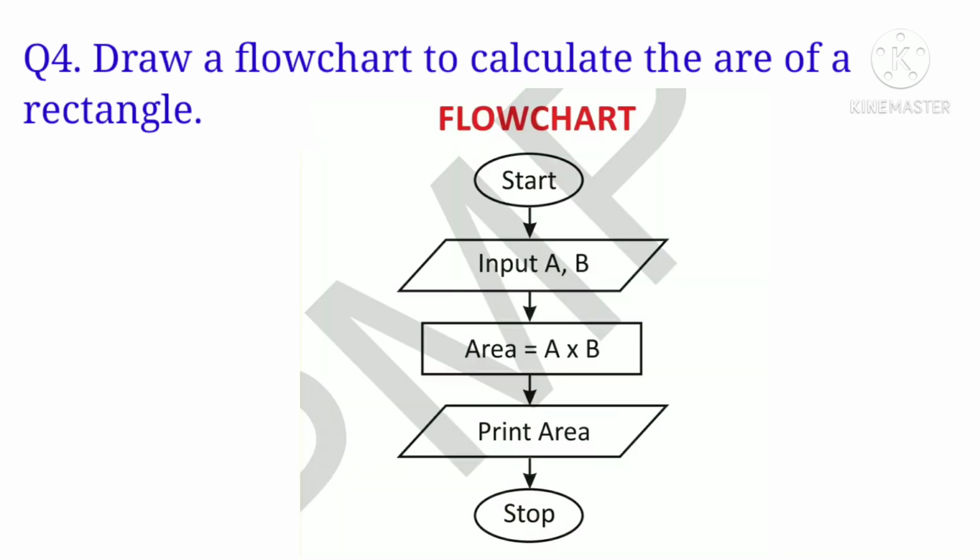And question 4. Draw a flowchart to calculate the area of a rectangle. See the answer. Flowchart. First oval, start, the beginning of the flowchart, and then parallelogram, input A, B, and rectangular processing. Area is A multiplied by B, A into B, and then parallelogram, print area, and last oval, stop, the end of the flowchart.